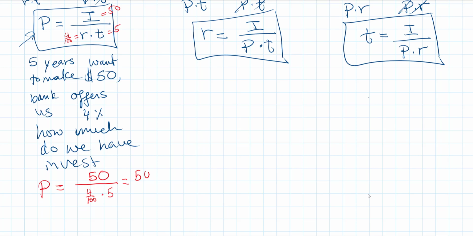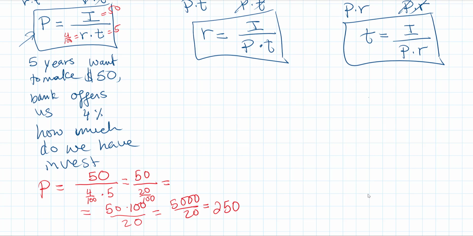We can write this as 50 divided by, and let's multiply the 4 by 5. That's 20/100ths. And that equals, remember how when we divide by a fraction, we're actually multiplying by its inverse. So that equals 50 times 100 divided by 20, which is just 5,000 divided by 20, which is equal to 250. So we need $250 in order to make $50 over 5 years.